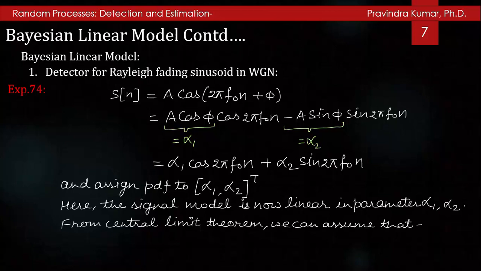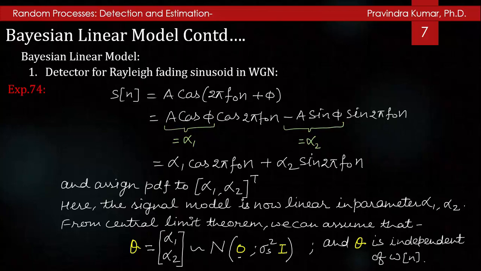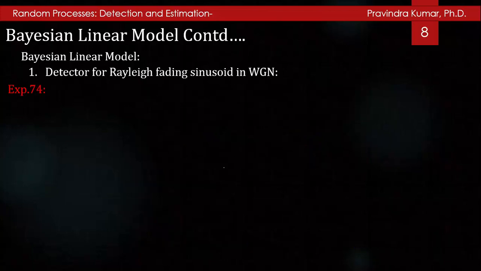From the central limit theorem we can assume that theta, which is the transpose of alpha 1 alpha 2, meaning the column matrix alpha 1 alpha 2, will be a normal random variable with mean 0 matrix and variance matrix sigma s square times the identity matrix I, and theta is independent of omega n.